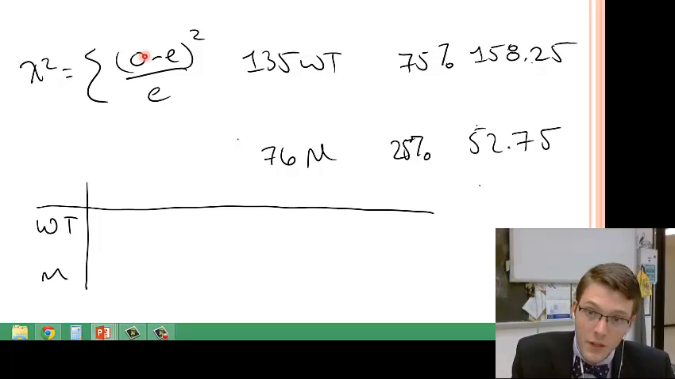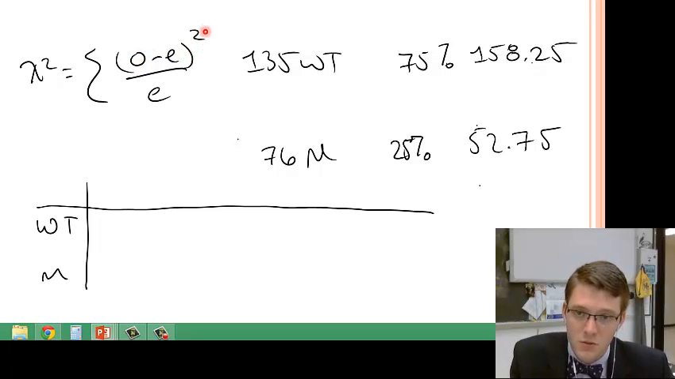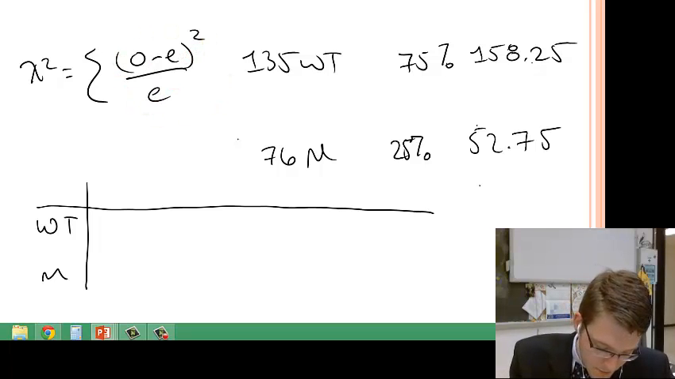So I'm going to have one column for my observed phenotype, one for my expected, one for the quantity observed minus expected, one for the quantity observed minus expected squared, and one for the overall function observed minus expected squared divided by expected.